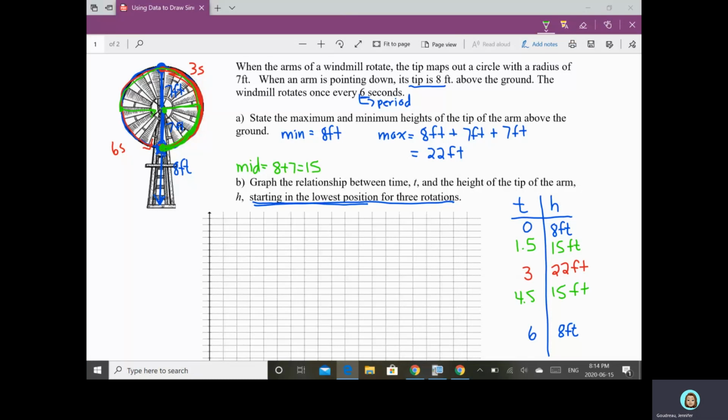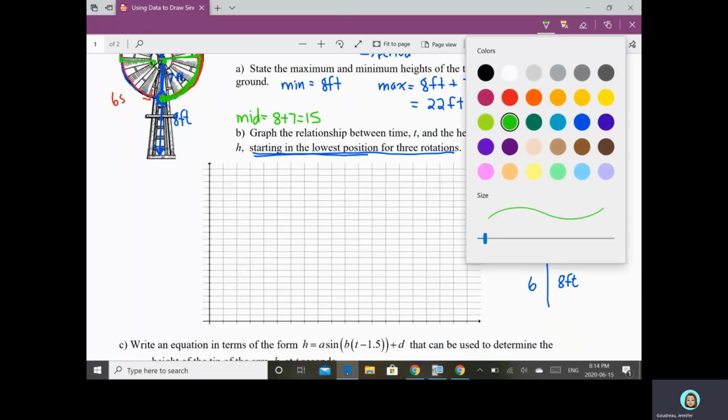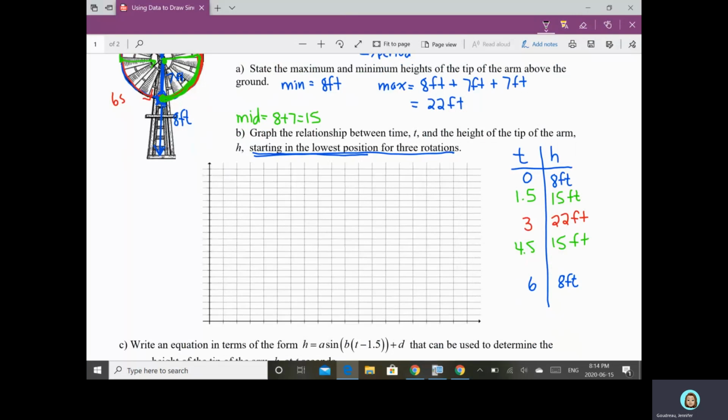There are our coordinates that we are now going to plot on this graph. And these are the points that you can always use. Use your 2 minimum points. Your maximum point will always be right in the middle of your 2 minimum points. And then your 2 midline points will be right in between the minimum and the maximum, and then the maximum and the minimum.